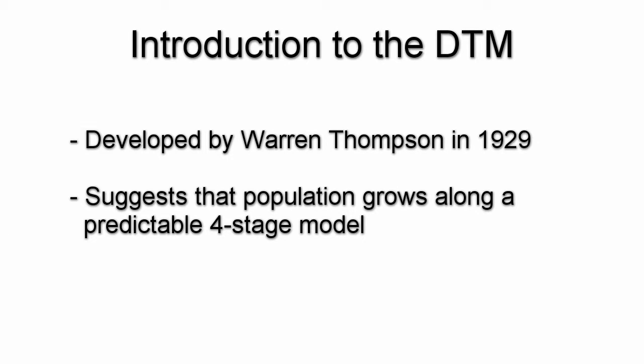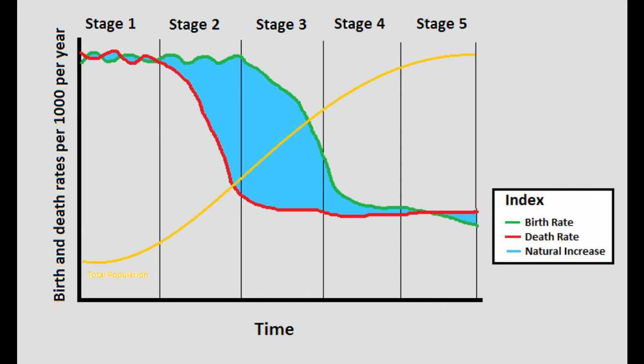The demographic transition model was developed by demographer Warren Thompson in 1929. It suggests that populations grow along a predictable 4 or 5 stage model as countries transition from pre-industrial to industrialized systems. In the first stage of the model, birth and death rates are both high and the overall population is low.